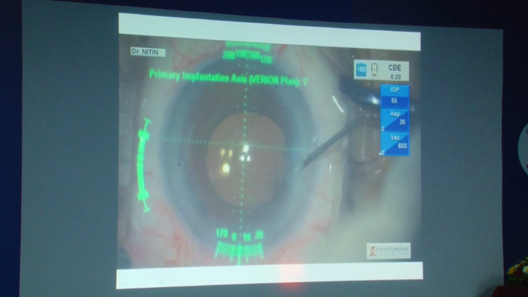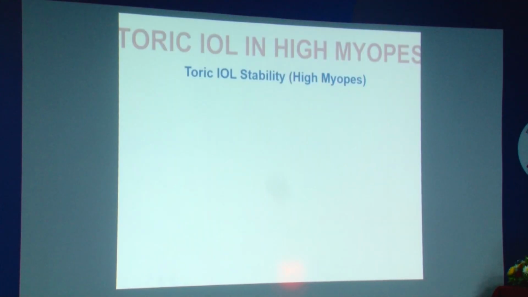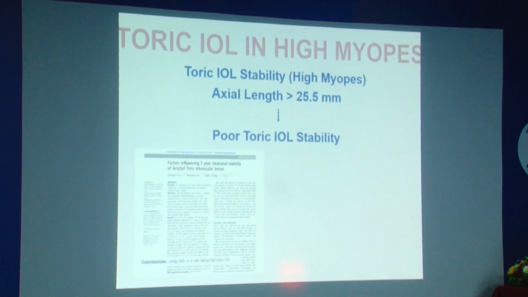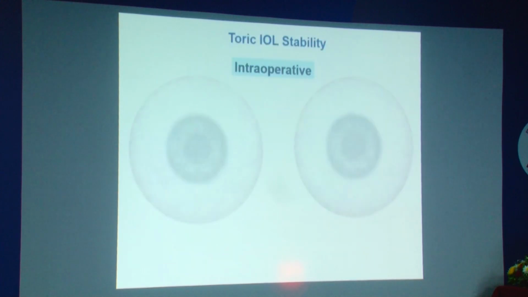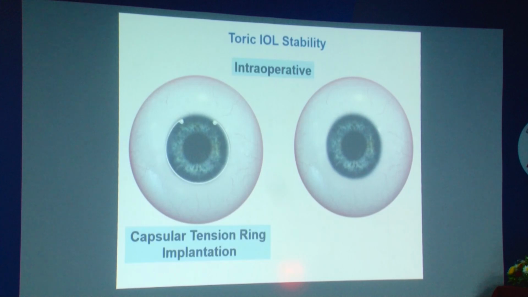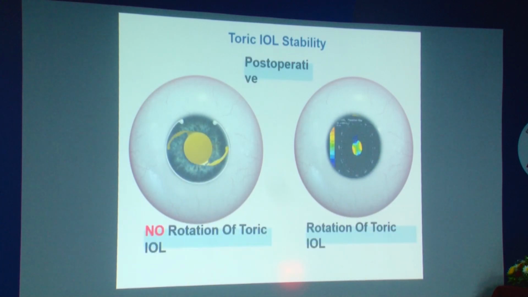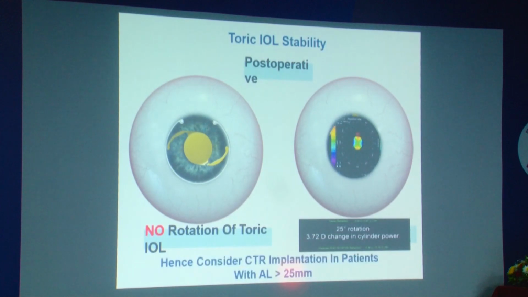Toric IOLs and high myopes, it's very important to understand that patients with a large axial length, especially the ones above 25 millimeters, have a large bag, and poor peer-reviewed literature has proved poor toric IOL stability. So it's ideal in these cases to consider using a CTR to prevent the toric IOL from rotating in the post-operative phase.